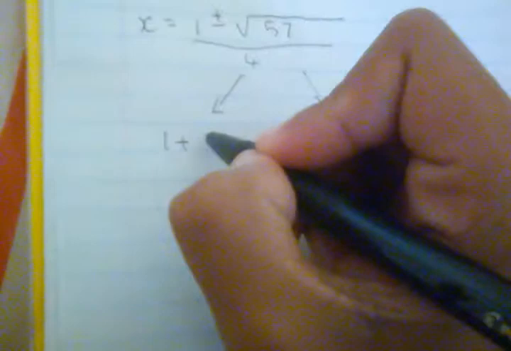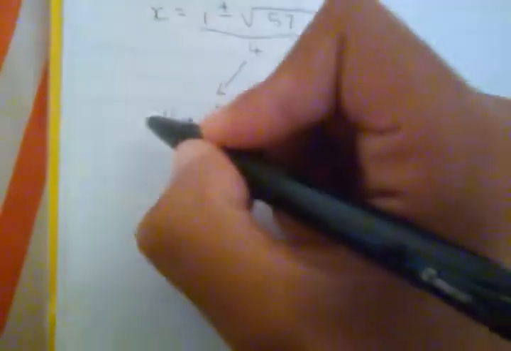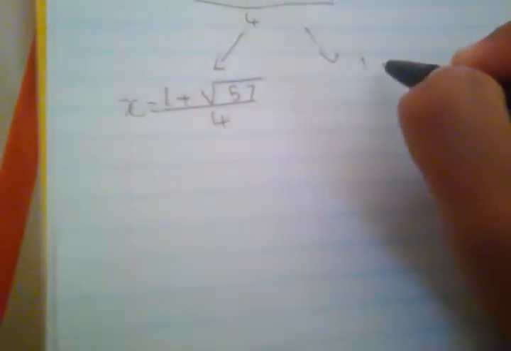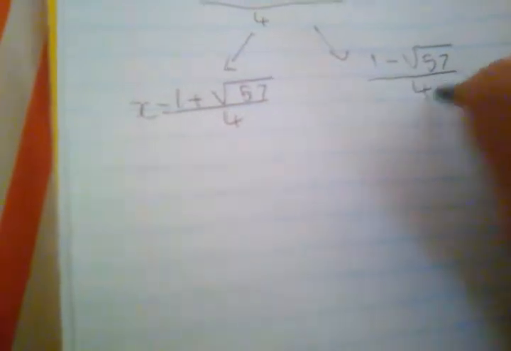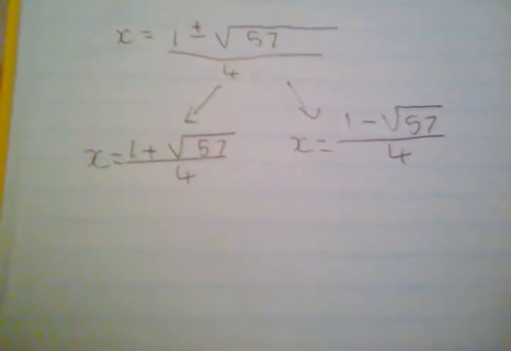And then our next step will involve saying 1 plus the square root of 57 over 4. If you take this and plug it into your equation as x is equal to, then you will get 0. And if you take 1 minus square root of 57 all over 4 and plug it into your equation as x equals this, then you will also get 0. Let me just show you on the calculator.